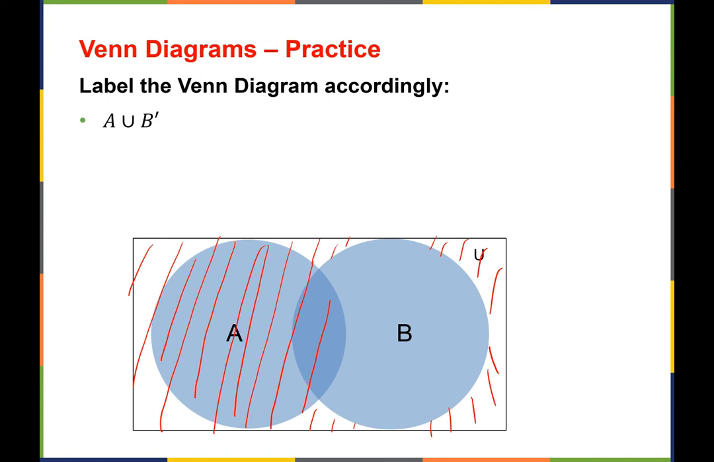And that is A union B naught. It's all the shaded part. So we could even draw a border around this if we want to think about that. Sometimes I think drawing a border helps. And all that is outside the border is A union B naught.